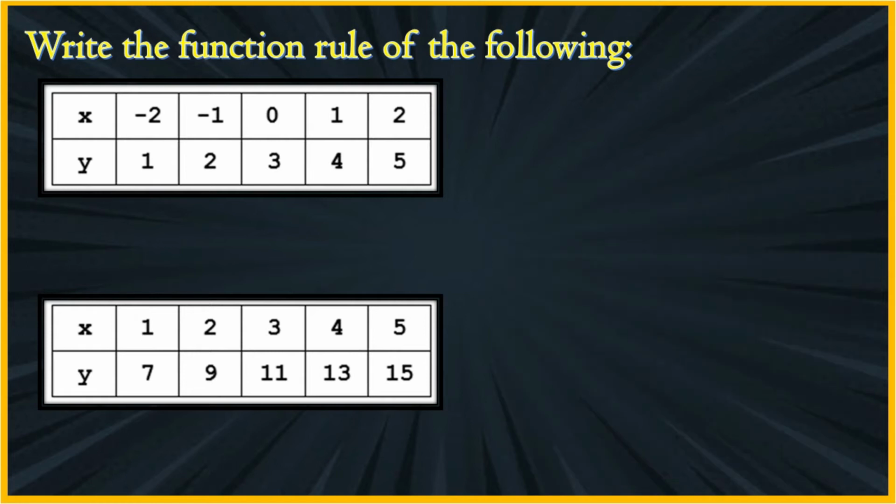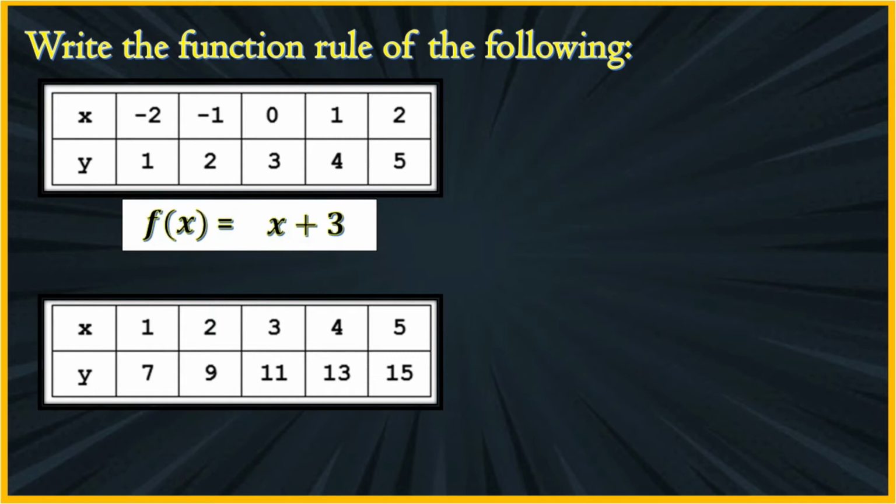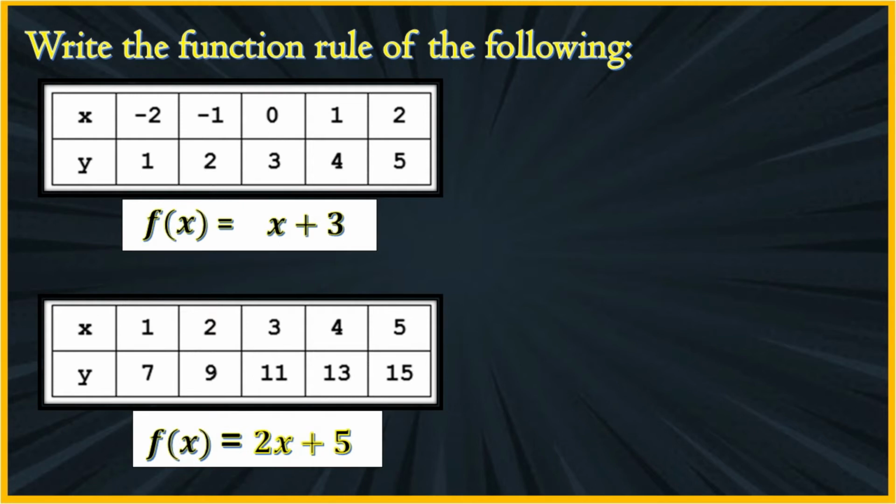Now, what is the function rule of the first table of values? The answer is f of x is equal to x plus 3. And for the second table of values, the answer is f of x is equal to 2x plus 5.